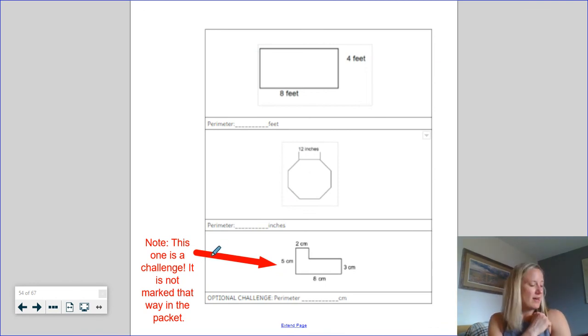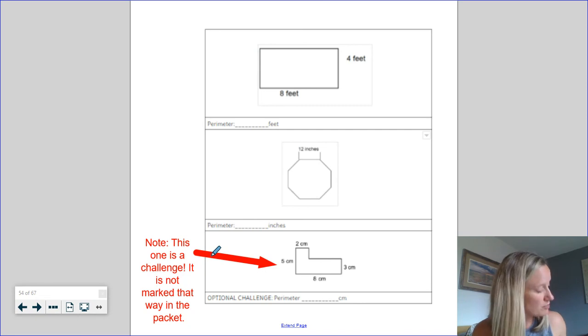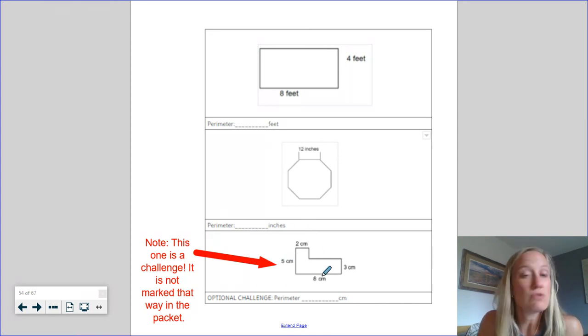This last one here, I'm calling this an optional challenge because we have not learned something you have to do in this problem. Now, if you do it in the packet, the problem in the packet is not labeled as a challenge, okay? On Google Classroom, it will be. So I do want you to know you don't have to do this one, okay? It's a challenge. If you want to try it, go for it. I can go over the answer with you, but you don't have to, okay?